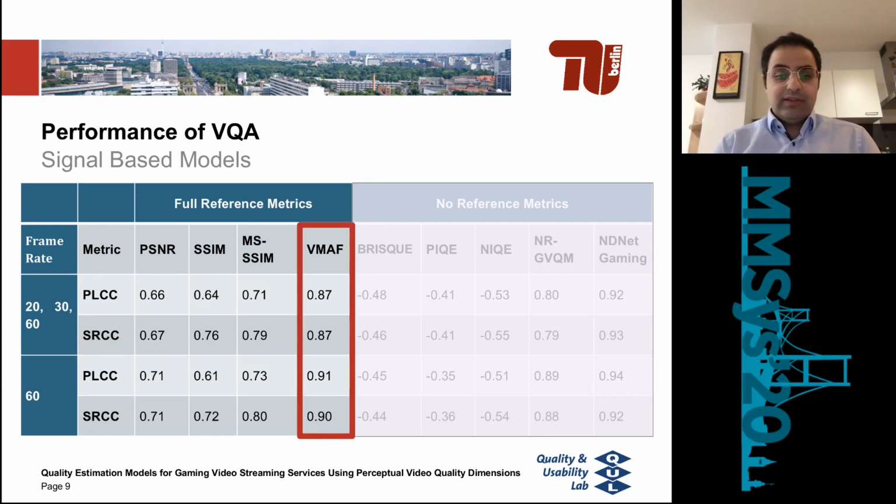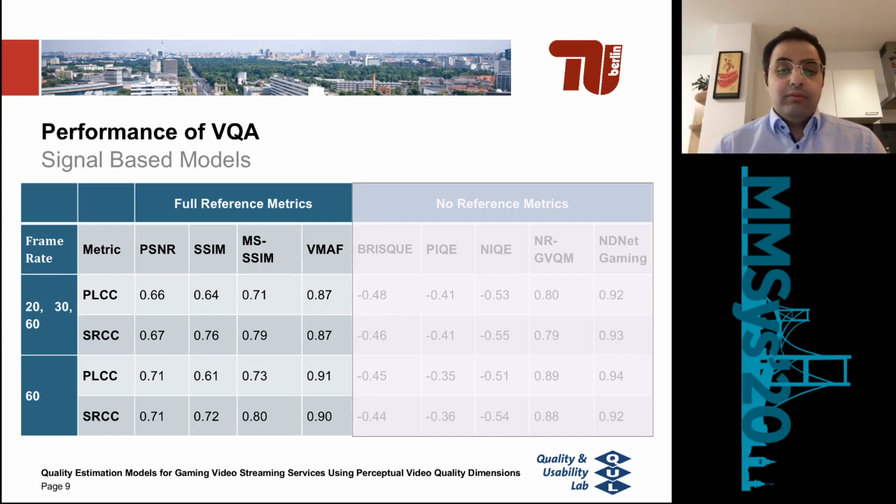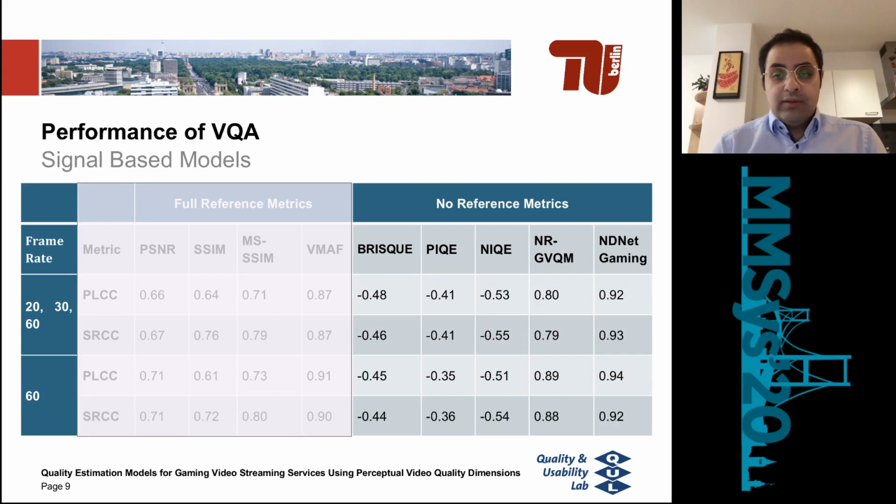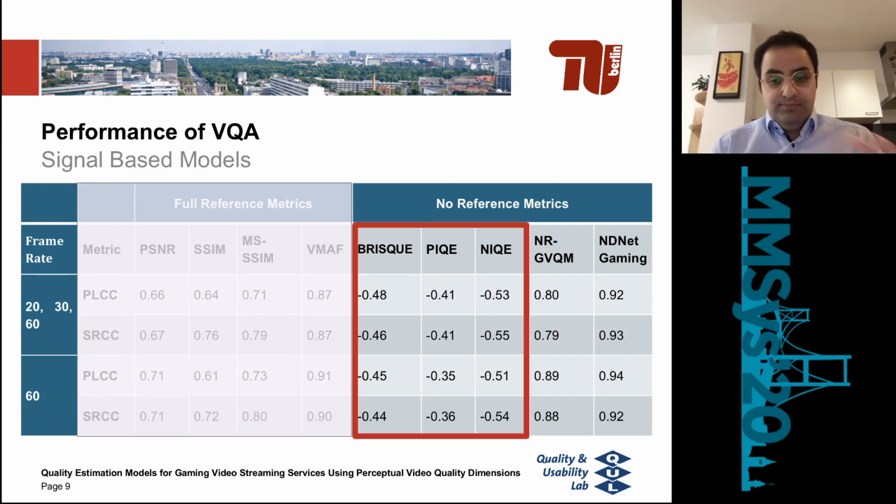So for VMAF, we can see the result is quite good, which was expected. We have also seen in previous work that VMAF works quite well with different types of content. With no reference metrics, we selected three famous no reference metrics, such as BRISQUE and NIQE, which we did not retrain, because we don't have a gaming image dataset with which we can retrain them. So the result is not good, which was expected. We have also seen in our previous work that these metrics don't work unless you retrain them.